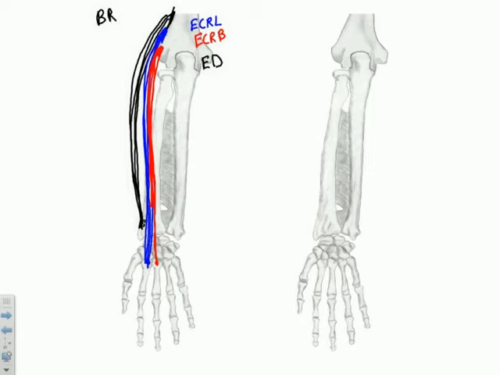The Extensor Digitorum, once again, comes off of the common extensor tendon area, and in this case it is going to project down and attach on the distal digits 2 through 5 on the posterior surface. And in doing so, it creates a rather extensive tendon in this area for each of the fingers that we know as the extensor hood.